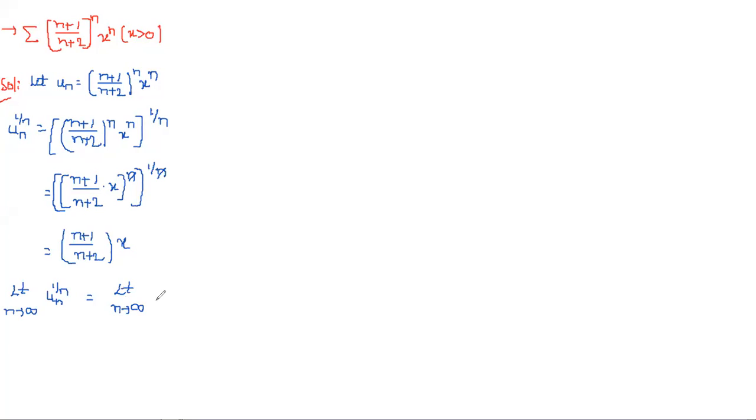So what we got here: (n plus 1)/(n plus 2) into x. But we should not substitute infinity directly in place of n. Why? Because if you substitute infinity, what will we get? Infinity by infinity, that is an indeterminate form.